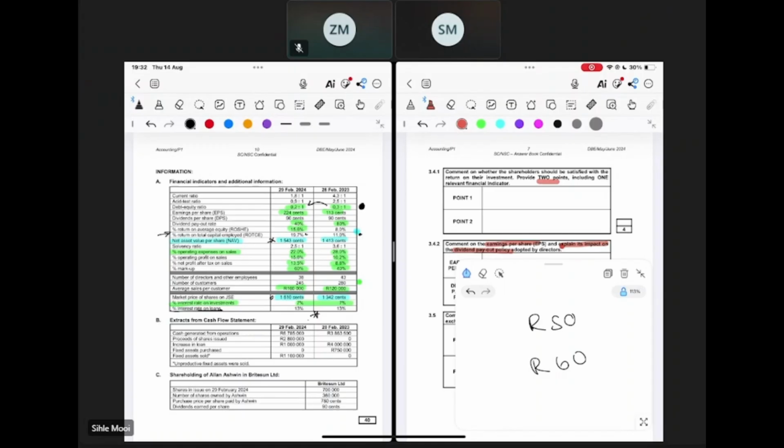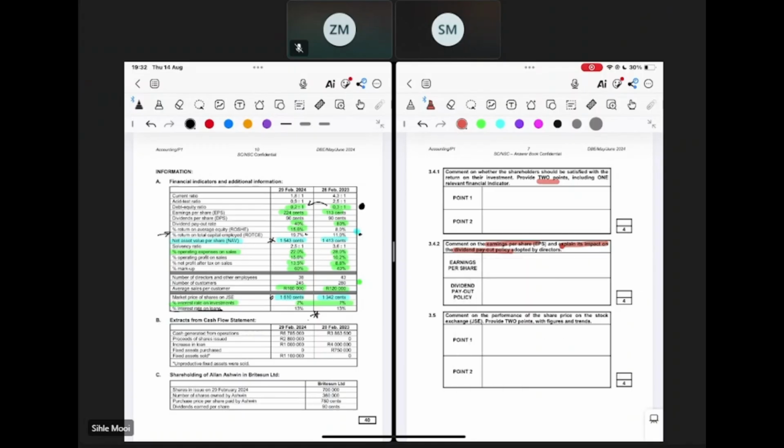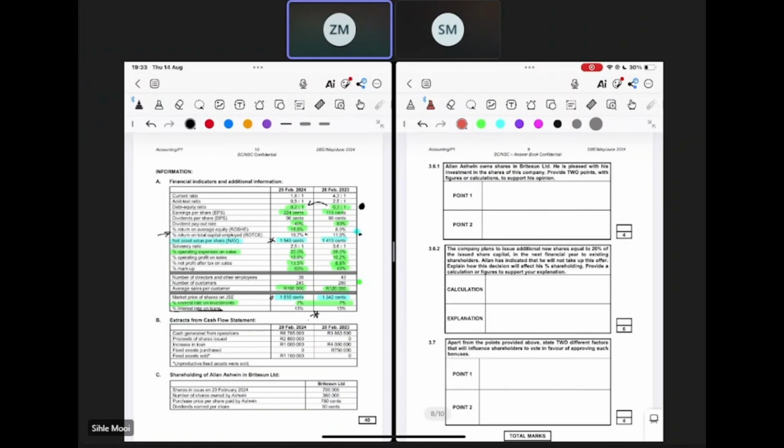Okay, any questions? This is if you are looking in 2024. Zanele, you're good? Yes, I'm good. Actually, I got to understand the market price of shares and the net asset value. Yeah. Okay, I'm glad.